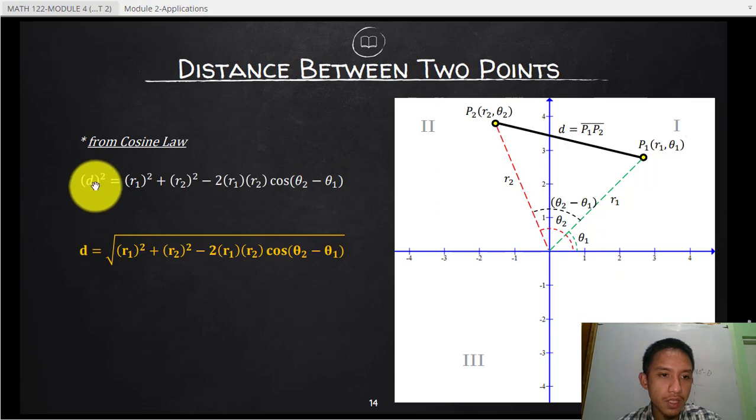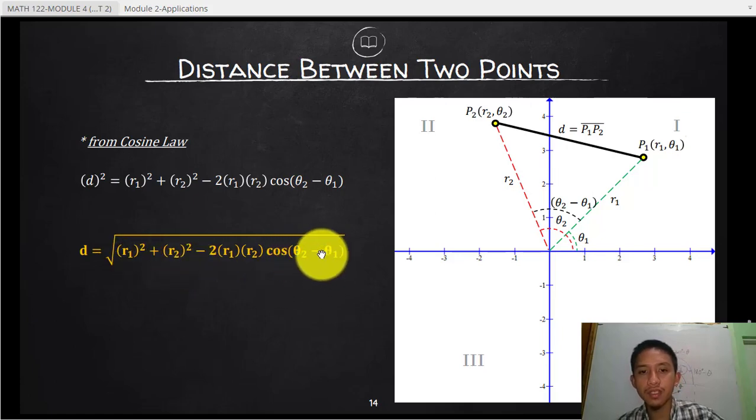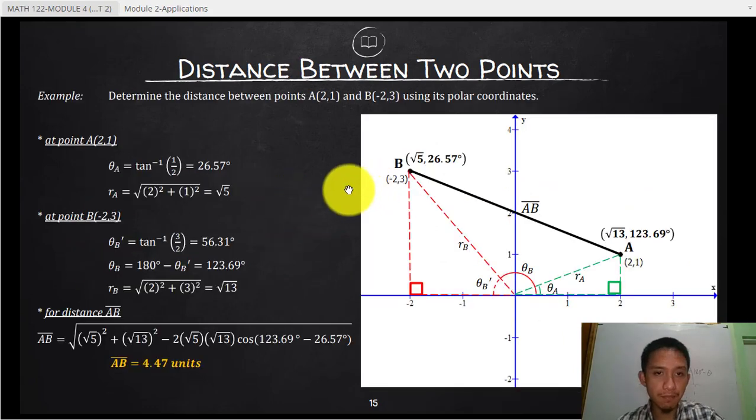Then again, you want to get the distance or the length of your line segment P1, P2. Then get the square root of both sides for you to get your D. So if I will do that, substitute the values of R1, R2, and then theta 2 and theta 1 there, then you will end up with a value of your distance. Okay. Let's have now an example.